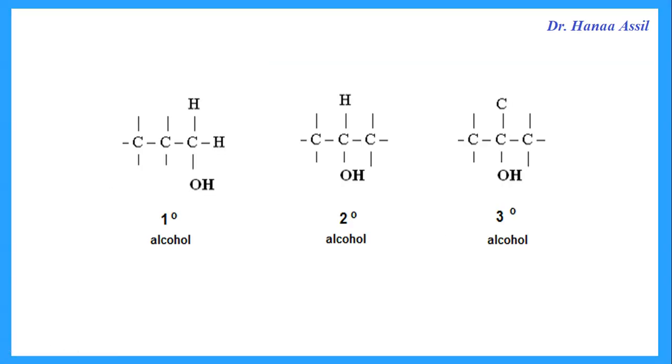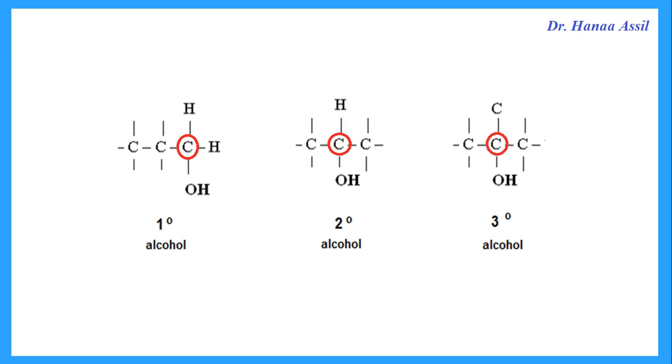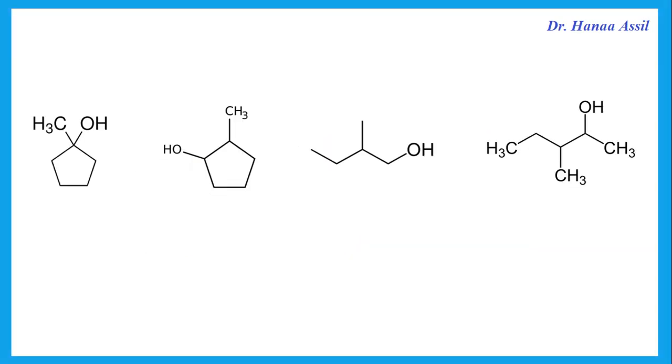We also need to classify alcohols as primary, secondary, or tertiary. We look at the carbon to which the OH is bonded. If that carbon is bonded to only one carbon, it's primary. If it's bonded to 2 carbons, it's a secondary. If it's bonded to 3 carbons, it is a tertiary alcohol. So let's try and classify these.